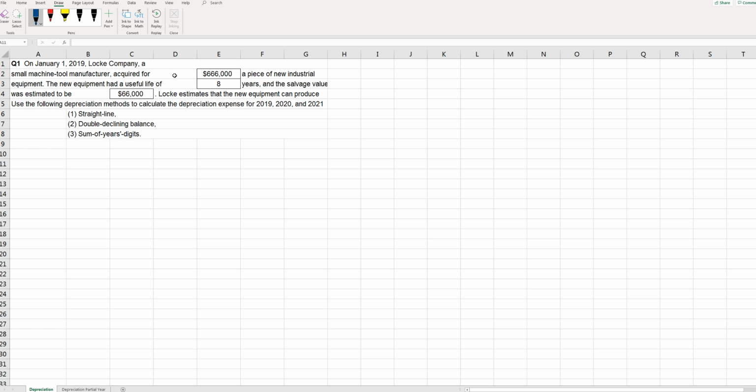A company acquired equipment with an acquisition cost, a useful life of 8 years, and a residual value. The company is going to use three methods to do the depreciation, and we're going to calculate depreciation expense for 3 years: 2019, 2020, and 2021. The released homework assignment numbers and questions will be slightly different from this one, so be careful.